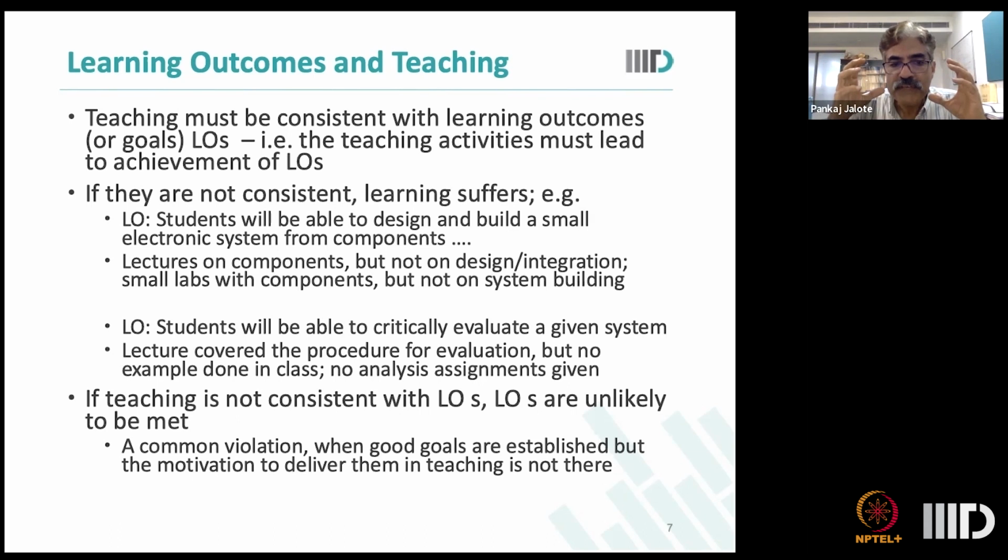So if teaching is not consistent with the learning outcomes, the outcomes will not be met by students. And this is a common violation. Actually, many places would have good goals established. They'll get some expert faculty from different places, establish some good goals, but the motivation to deliver those goals through teaching and learning activities is often not there. So the teaching just is not commensurate for delivering the learning outcomes.